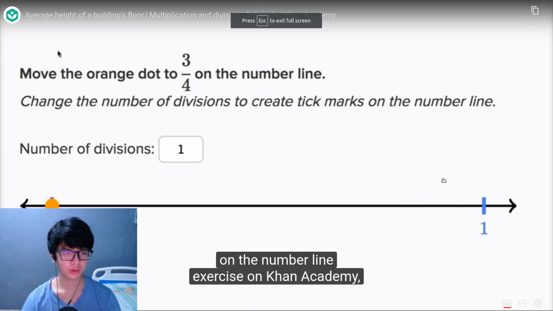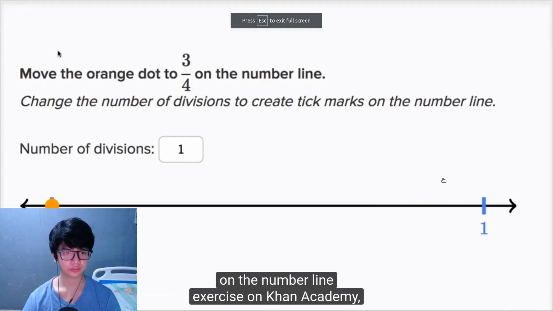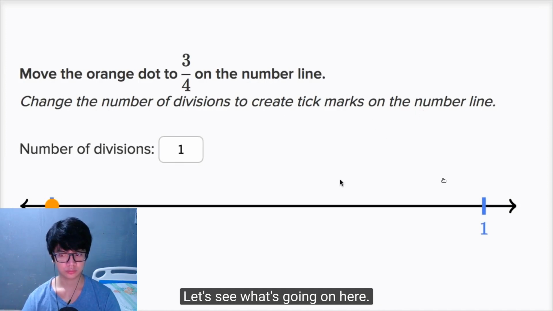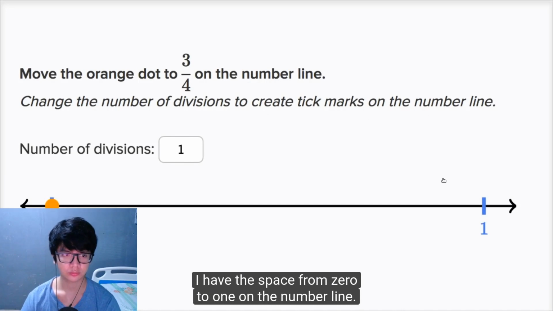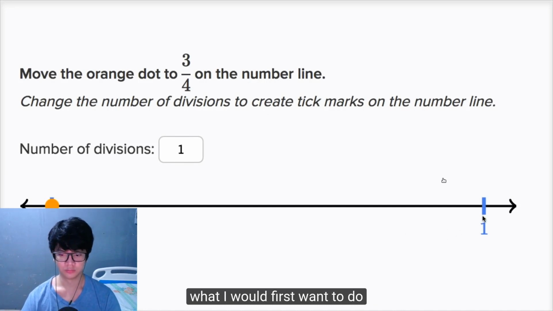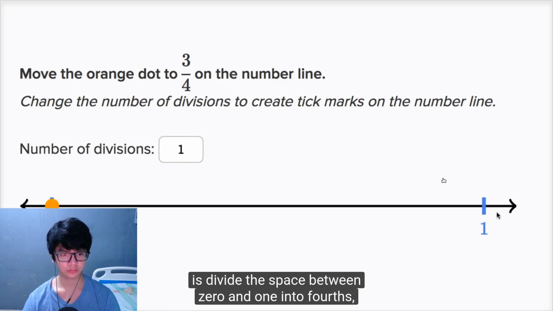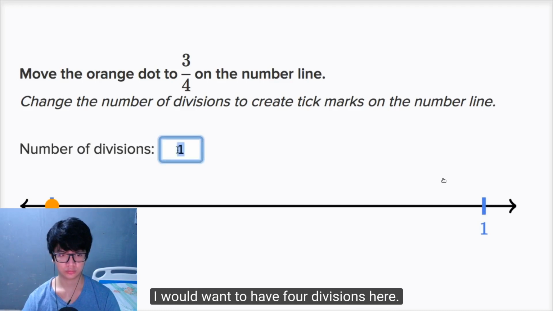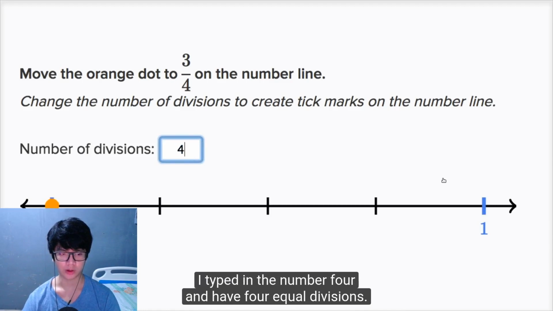We're on the fractions on the number line exercise on Khan Academy, and they ask us to move the orange dot to 3/4 on the number line. Change the number of divisions to create tick marks on the number line. So I have the space from 0 to 1 on the number line. If I want to move it to 3/4, I would first want to divide the space between 0 and 1 into fourths, into 4 equal sections. So I would want to have 4 divisions here. I typed in the number 4 and they have 4 equal divisions.